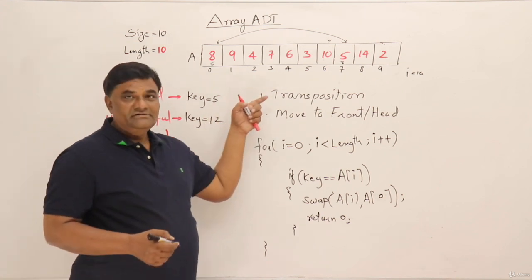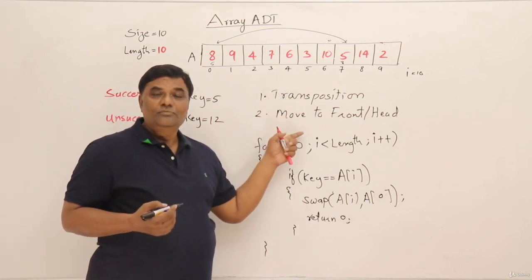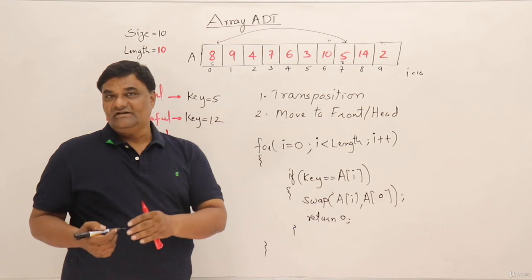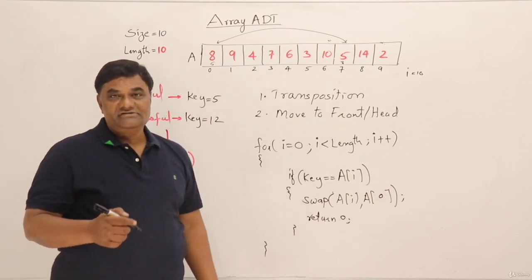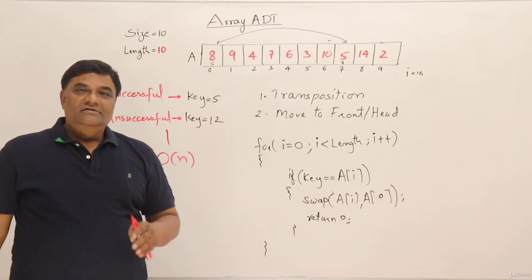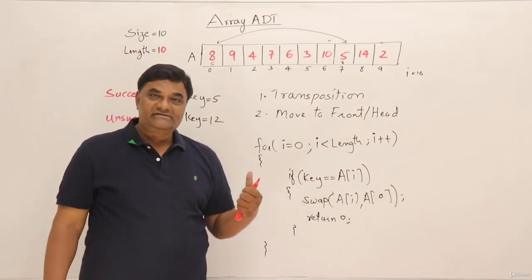In transposition, there is a slow reduction in the time taken for searching. And in move to front, there is a sudden reduction in the time taken for searching. Next time if you keep on searching, it will be done only in constant time. So that's all about linear search and its analysis.